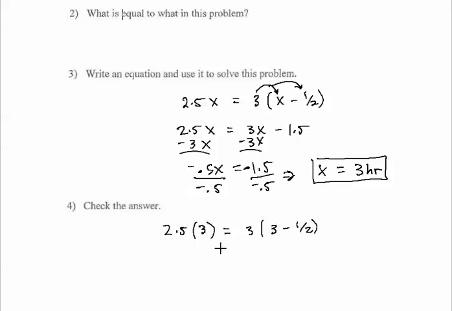So x is replaced with 3, and 3 times 2.5 would be 6, plus 1.5, 7.5. And then 3 times, inside the parentheses we have 3 minus a half, so that would be 2.5. And so that's also 7.5, so the two sides are equal, and our solution of 3 hours checks out.